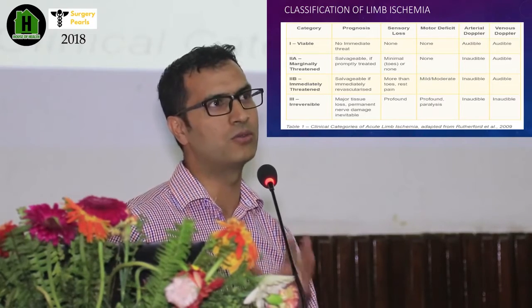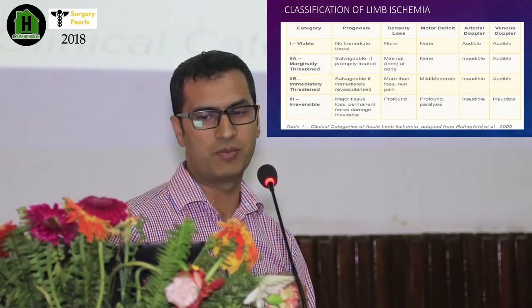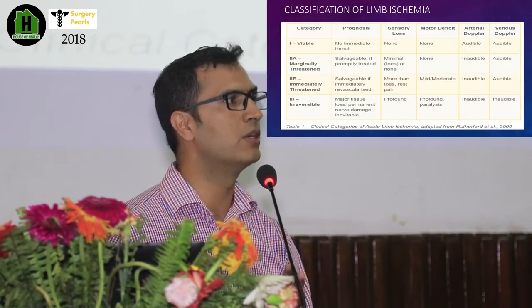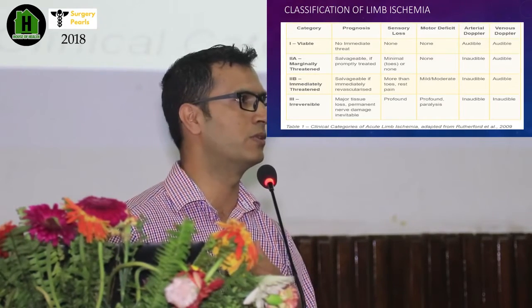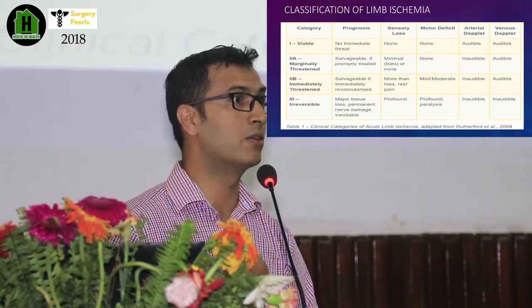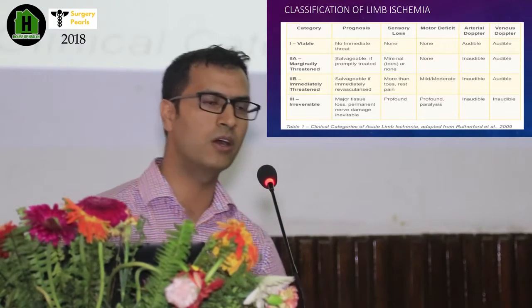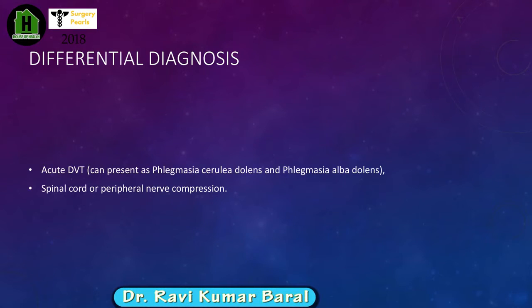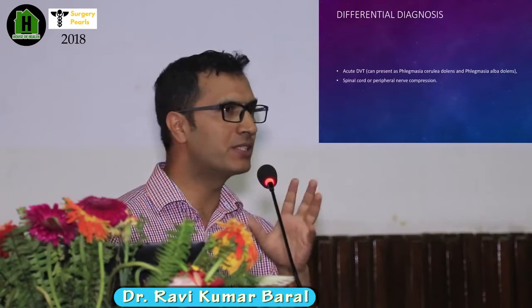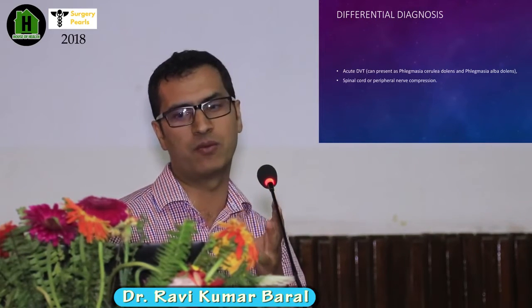And type 3 are those who have major tissue loss and permanent nerve damage. These are very detrimental. If we try to reperfuse these limbs, then we might lose the patient because of the reperfusion injury or the systemic sepsis.